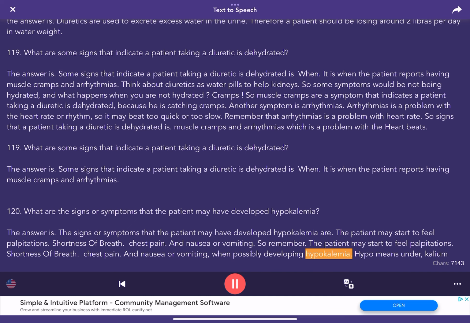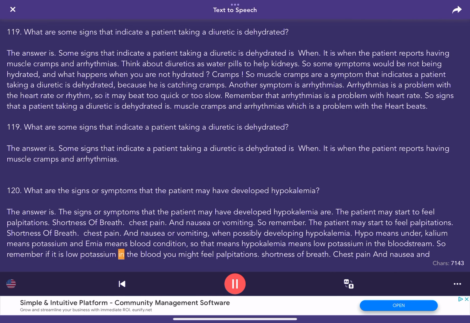Hypo means under, kalium means potassium, and emia means blood condition, so hypokalemia means low potassium in the bloodstream. So remember, if there is low potassium in the blood, you might feel palpitations, shortness of breath, chest pain, and nausea and vomiting.